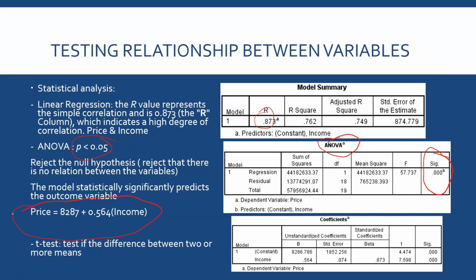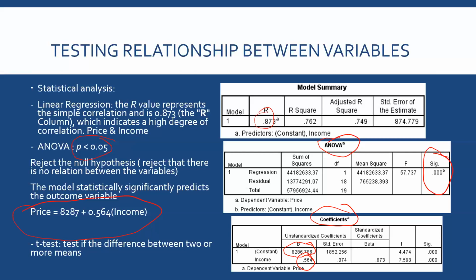Okay, we're talking about the third table right here. The equation will be: the price equals the constant, 8286, plus the slope for the income, 0.564, times the income. That will give you the price.